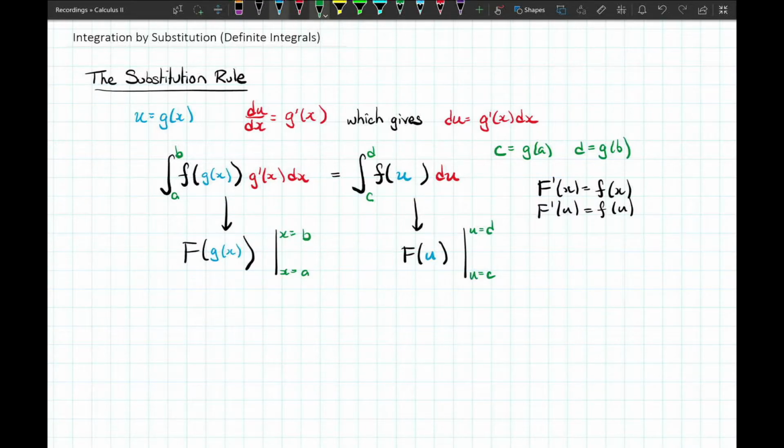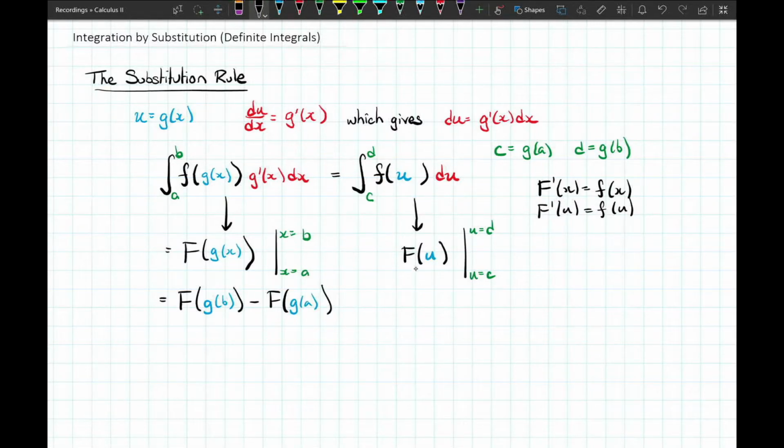So in one case, by not changing the variable from x to u at all, well, we would evaluate in final F evaluated at g of b minus F evaluated at g of a.